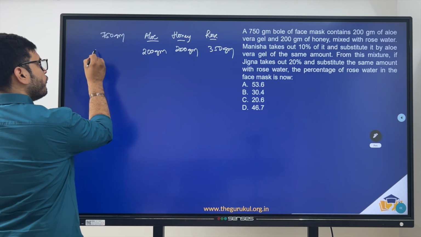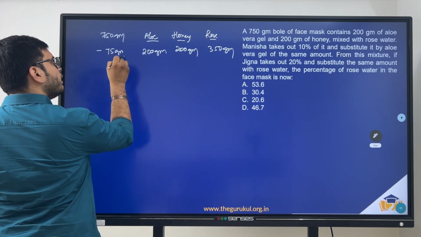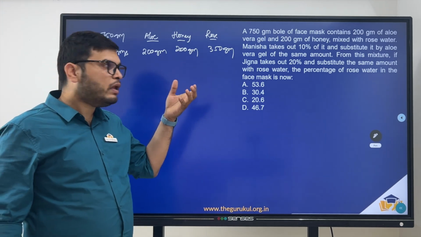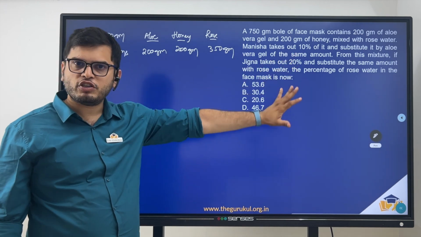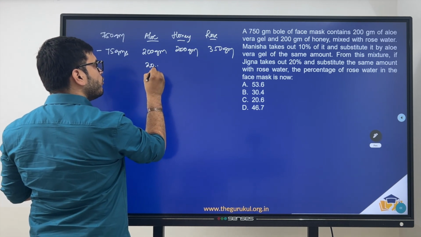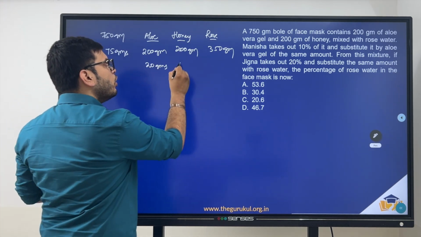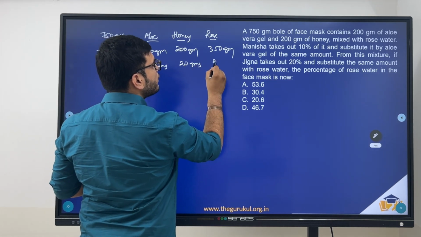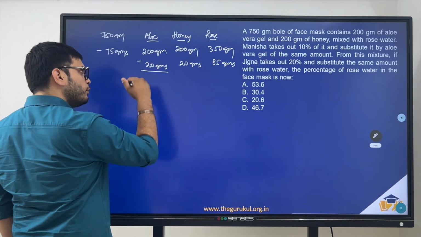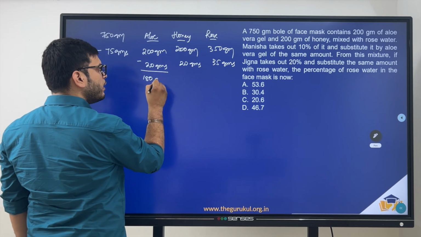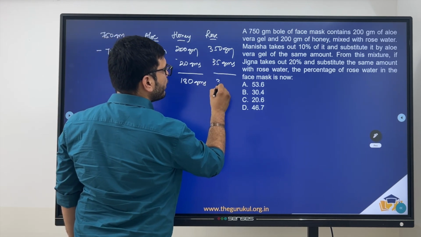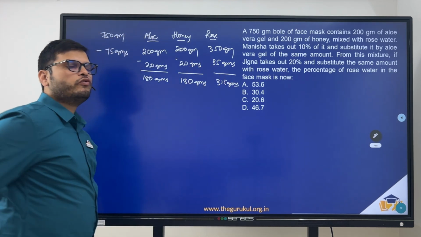Now from this 750 grams, 10%, 75 grams is being removed. Now what would be the composition of 75 grams? So that will be in the composition of the same as the initial mixture, right? So in these 75 grams, I can say that 20 grams will be aloe vera, 20 grams will be honey, and 35 grams will be the rose water, right? So after 10% is removed, you will be having 180 grams of aloe vera, 180 grams of honey, and 315 grams of rose water, right?